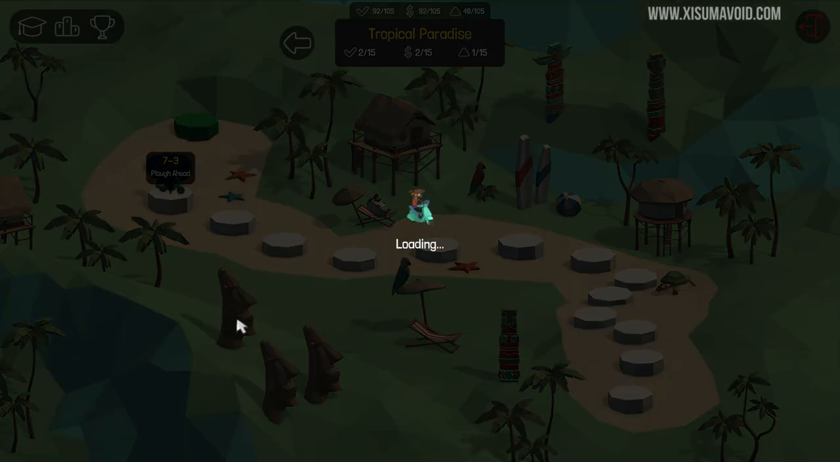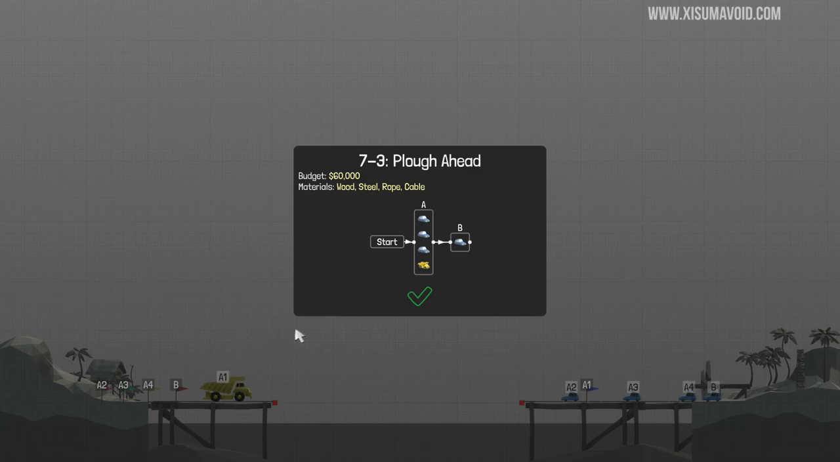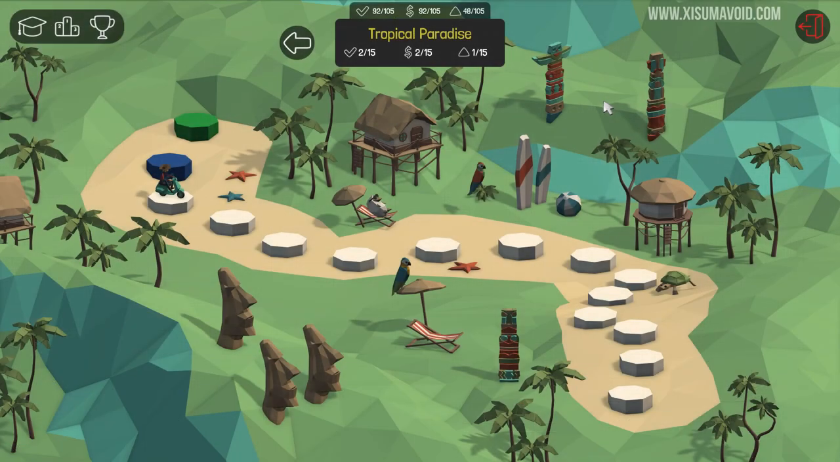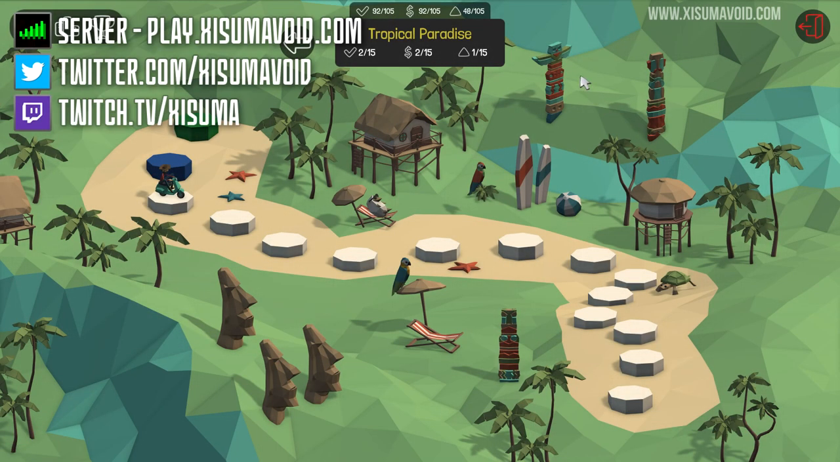So the next level is plow ahead. And I'm not really going to look into this too much. It sort of looks like we have one car going across one way while the other cars go across the opposite way. So, looking at my watch, I realise that that's probably all I've got time for in this episode.